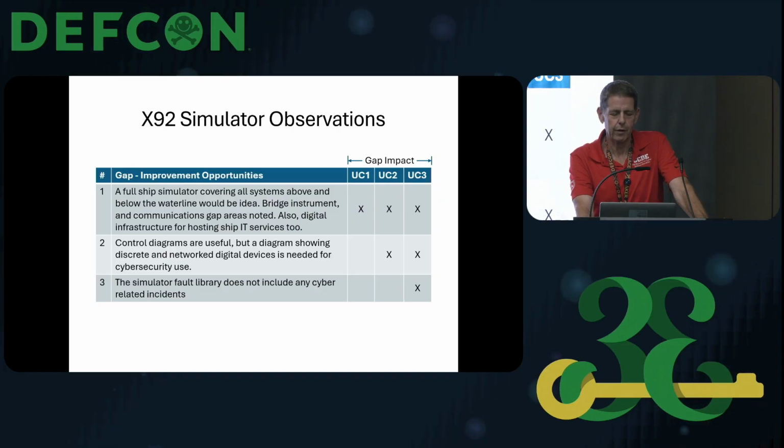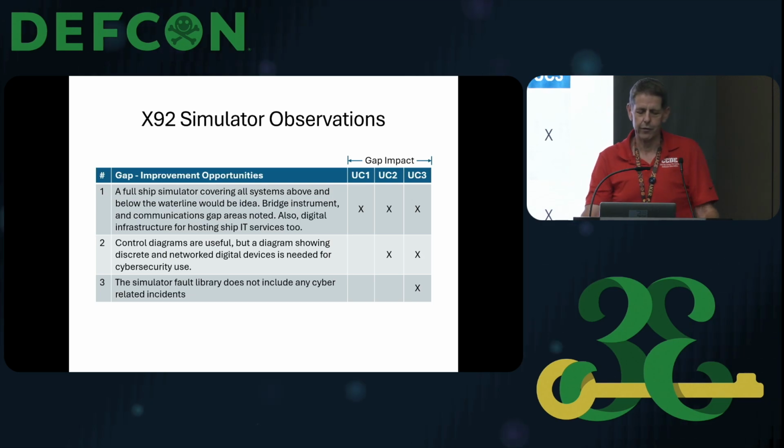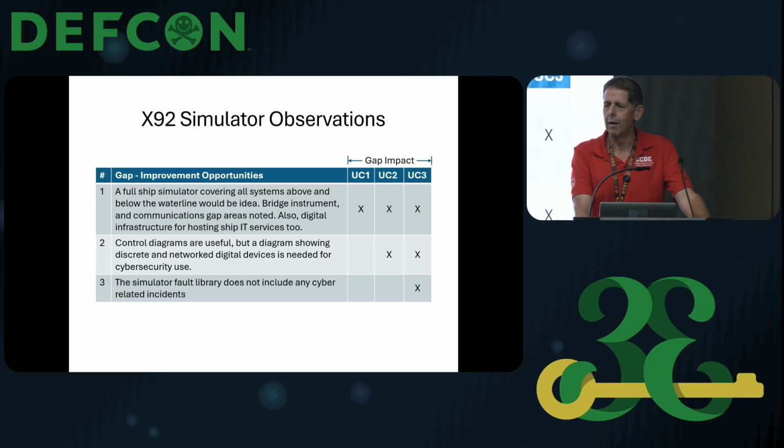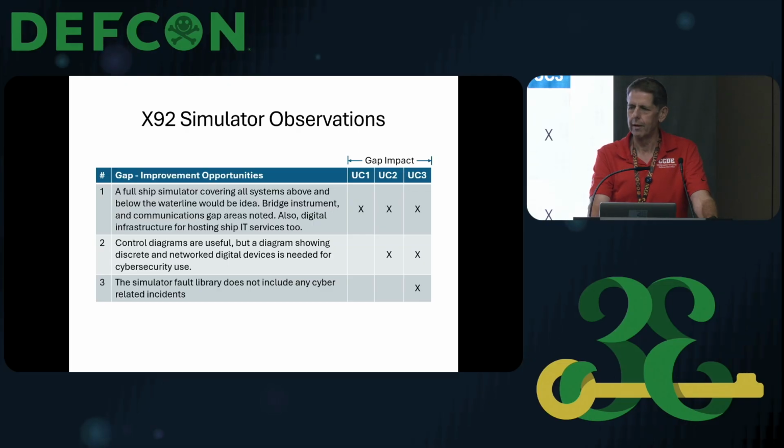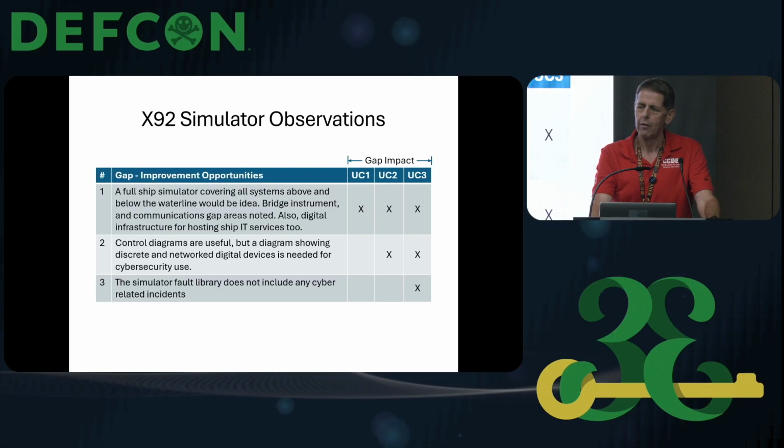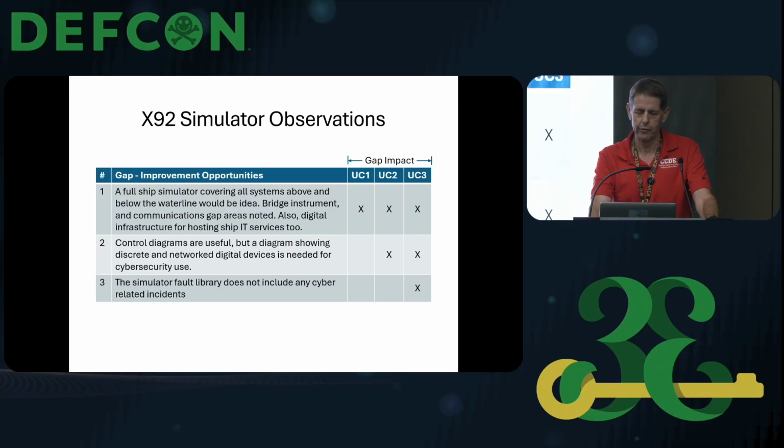So when I took a look at this X92 simulator, just very simply, 3 observations of note. The first one is it's not a full ship simulator. So if you're going to teach ship cybersecurity in the ideal world, you'd want to be able to have a full ship simulator, both a complete bridge, above the waterline, below the waterline system, including communications. So today, to make up for a full ship, I have to use multiple simulators. So like I have the analog to this, which is a bridge simulator that I've been looking at as well.